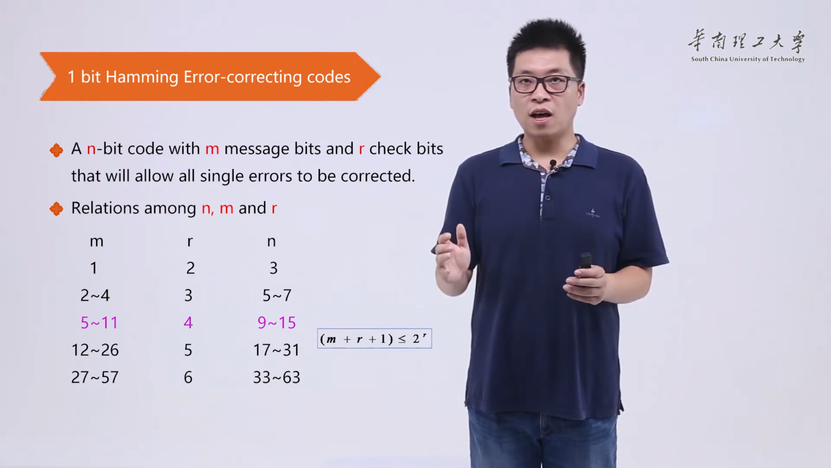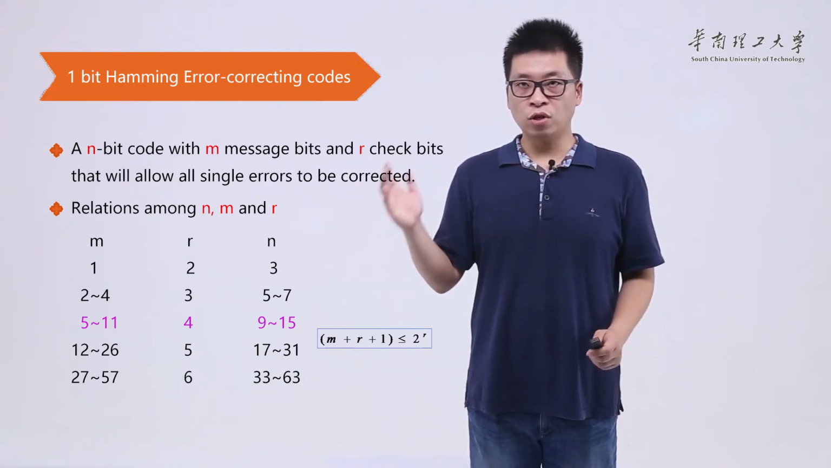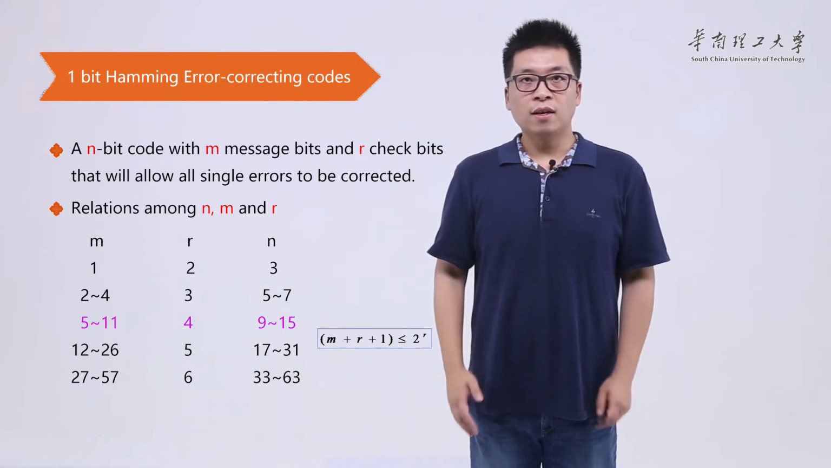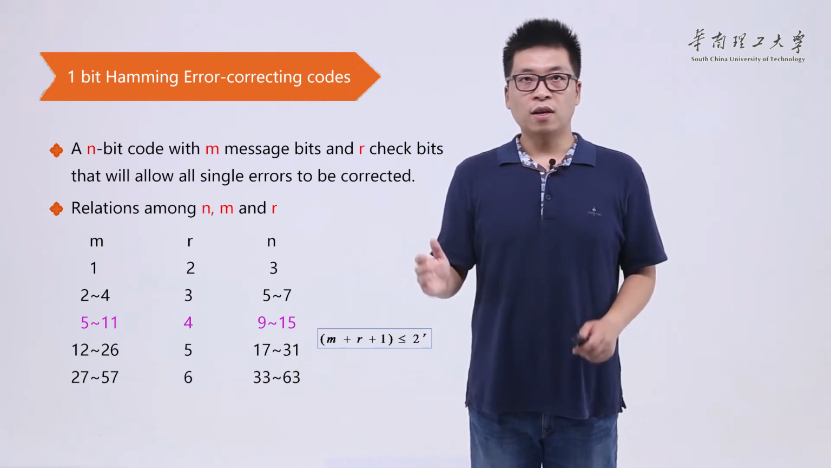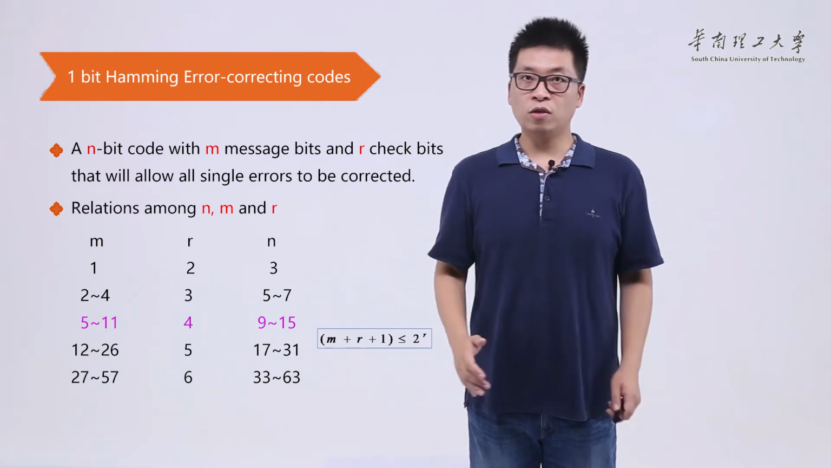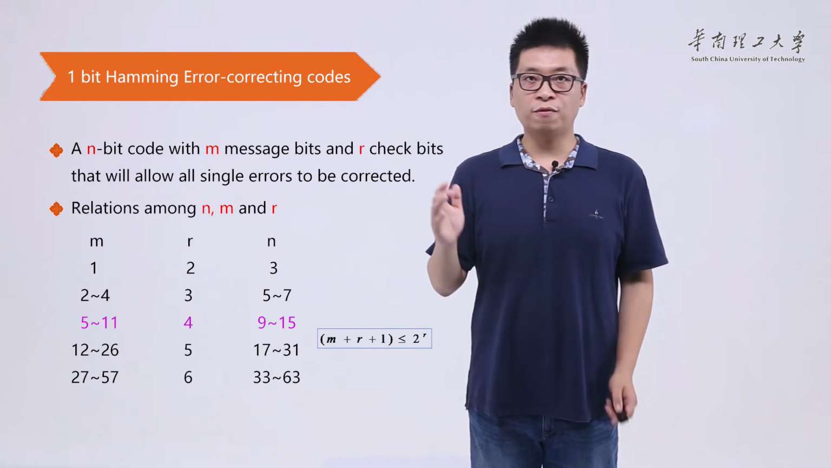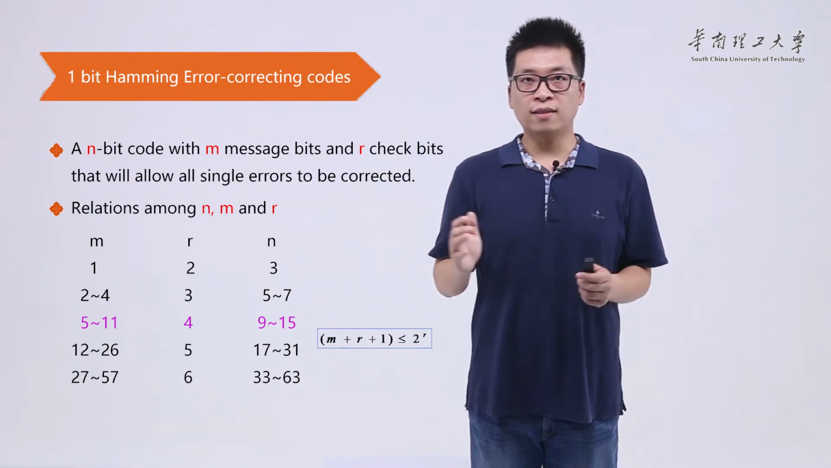m plus r plus 1 should be less than or equal to 2 to the power r. For example, if we have an 8-bit message, in order to do 1-bit error correction, we need 4 redundancy bits.